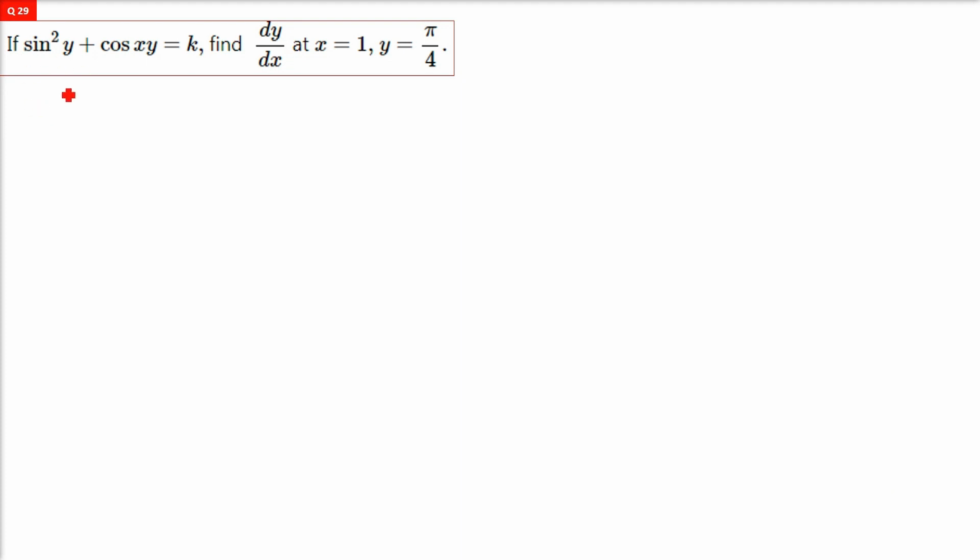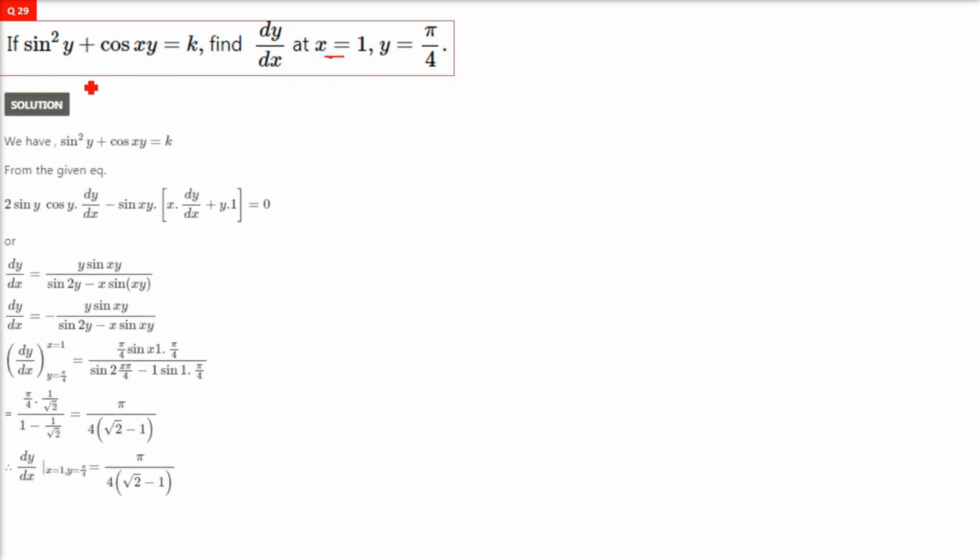Now we have: if sin squared y plus cos xy is equal to k, find dy by dx at x equals 1 and y equals pi by 4. We will do the differentiation and then put y as pi by 4 and x equals 1. There is one more question coming, so just watch this question very carefully, because I'm going to leave that for you. Alright. So this sin squared y will be 2 sin y.